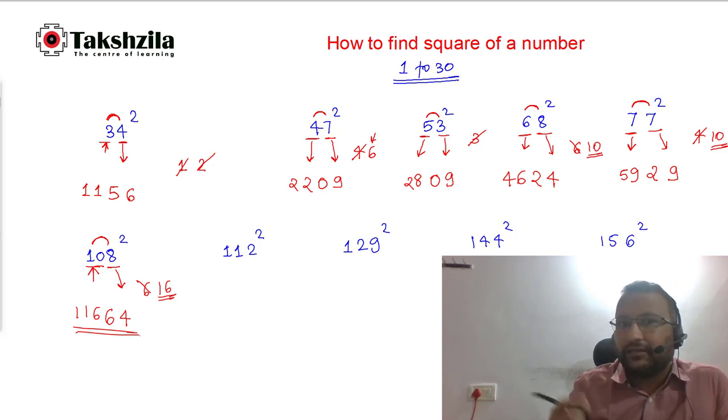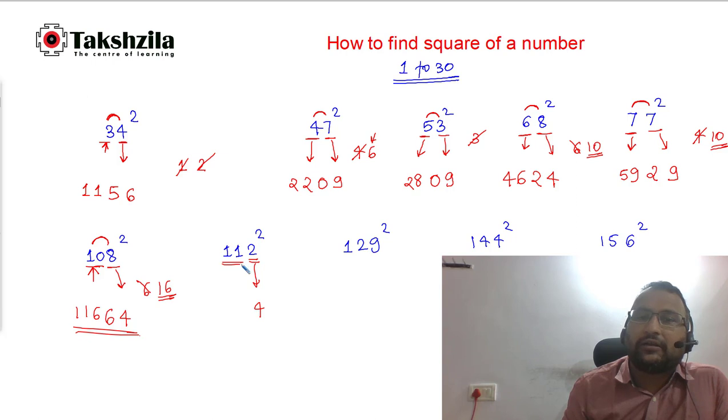Now let's do it quickly. This 2 square is 4. 11 into 2 is 22, into 2 is 44. 11 square is 121, plus 4 is 125.